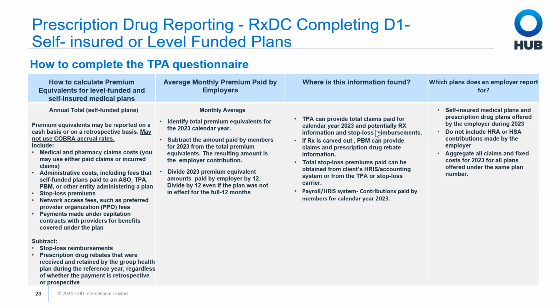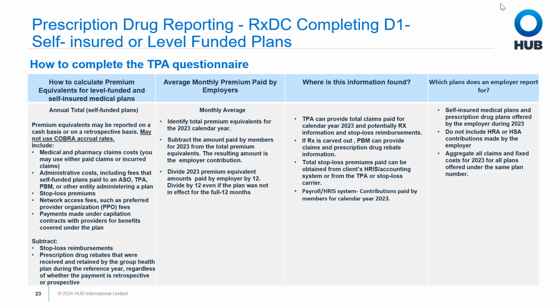From that amount, you will then assess what portion was paid for by the employer versus the member. So in order to assess the cost paid for by the employer, you will identify the premium equivalent, subtract the amounts paid by the members, and the resulting amount is the employer contribution, or premiums paid by the employer in 2023. You will take that amount and divide it by 12, even if your self-funded or level-funded plan was not in effect for all of 2024.